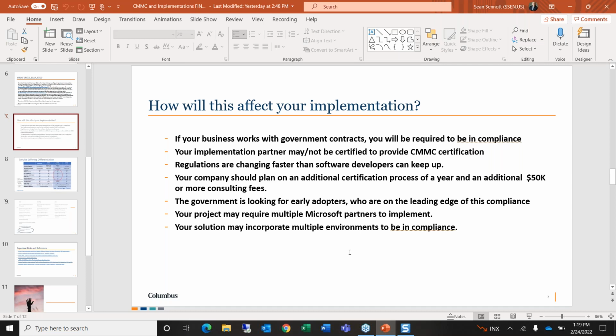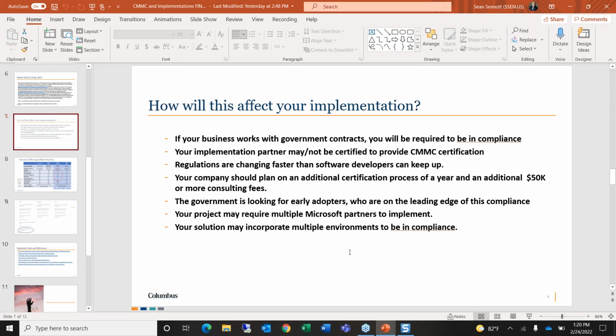Okay. Government is looking for early adopters, right, who are going to be on the leading edge of this compliance. The suppliers want to be able to go to the government and say, hey, we're already starting this. We're already going down the path, right? So many suppliers feel that if they are on the leading edge of this, they might get more government business.